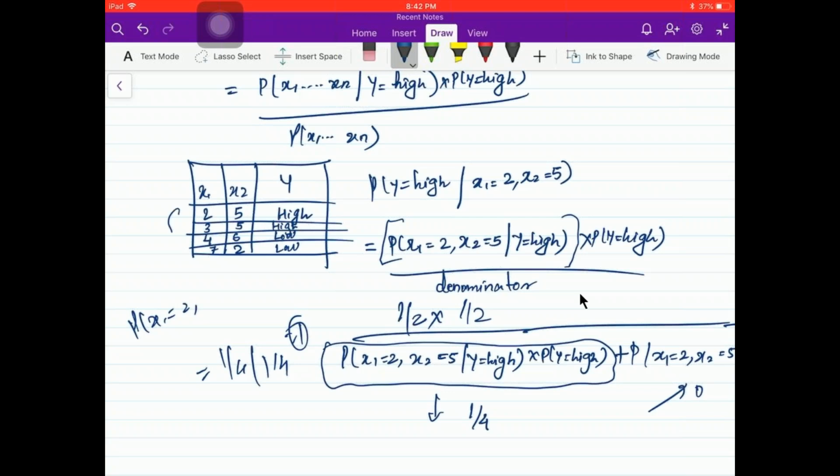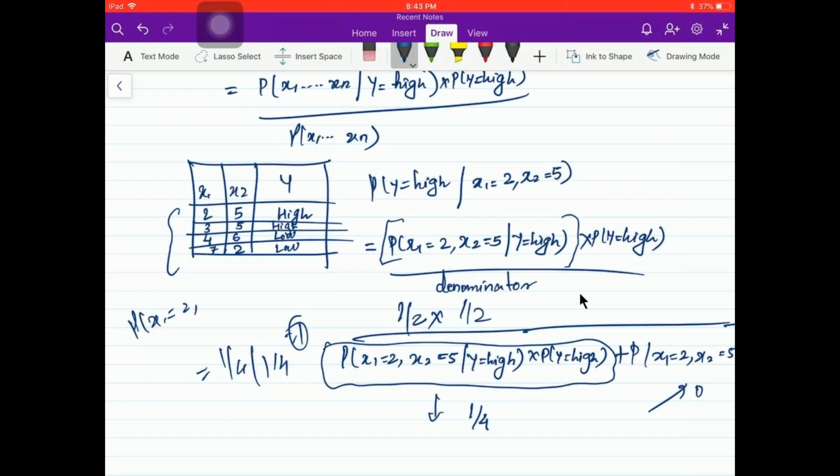Okay, so how many data points are there? 4 data points are there, right? How many times 2 and 5 had occurred simultaneously? Once. And what was the y status at that point of time? Only high. Excellent. So it means from the data, you can always say that whenever x1 is 2 and x2 is 5, y will be high, right? I don't have any other option. Correct. So this is how your Naive Bayes will work. Now, Naive Bayes.